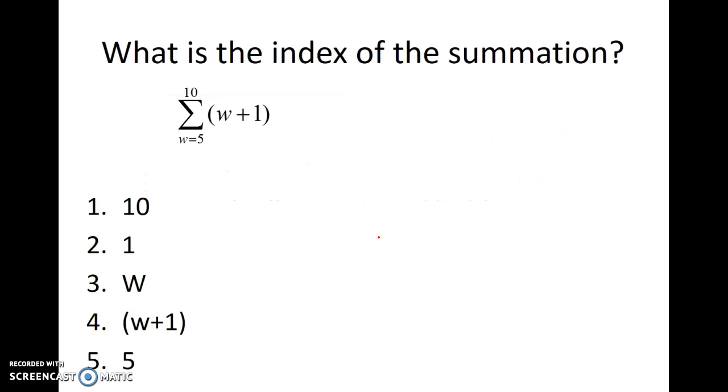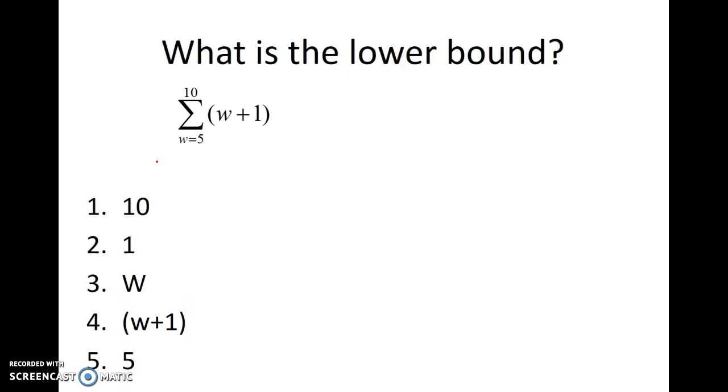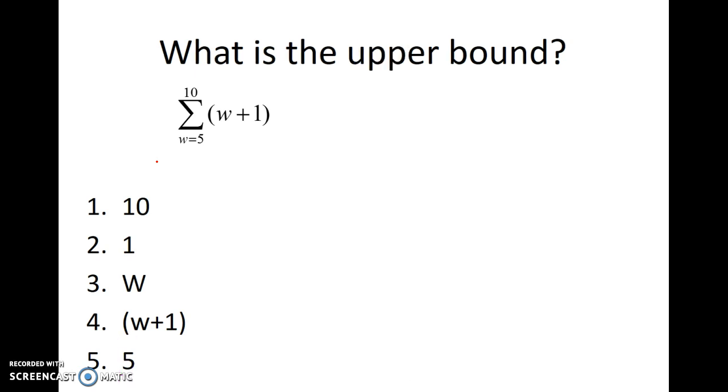So let's review. Of this notation, which one is the index of the summation? Which one is the ith term of the sum? What are we actually summing here? Which is the lower bound? Which is the upper bound?